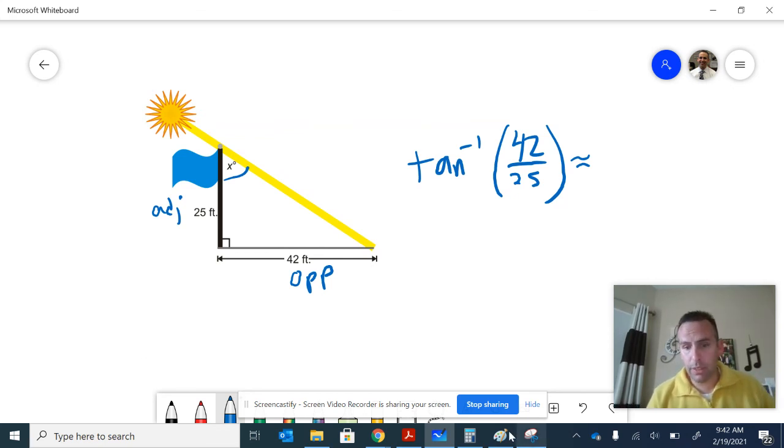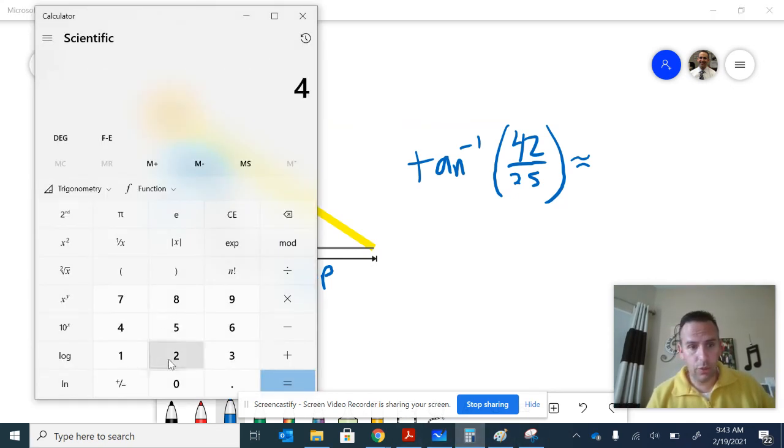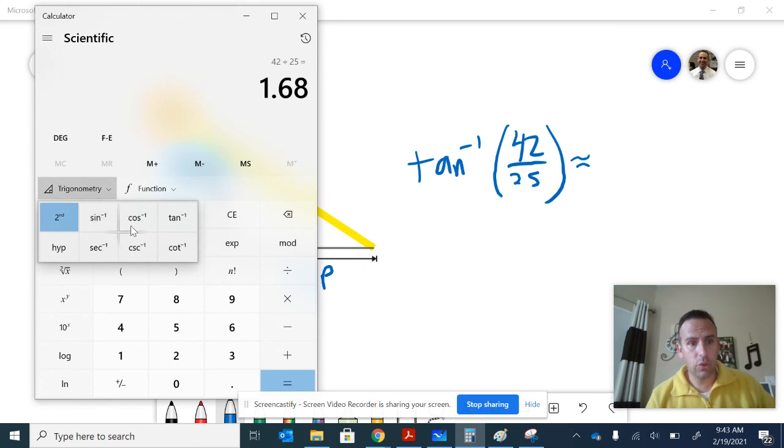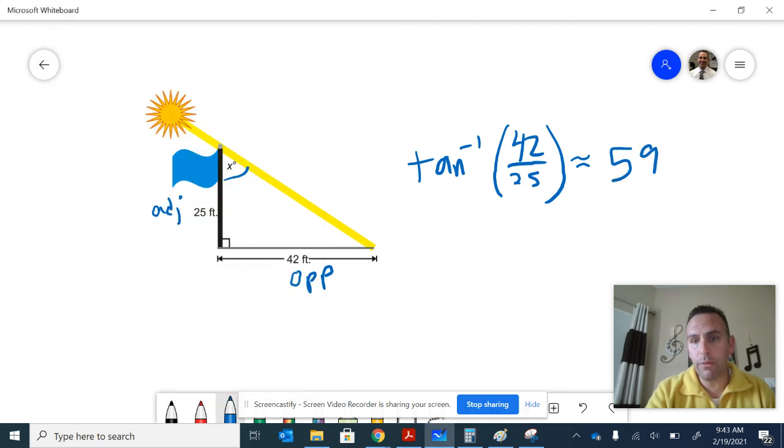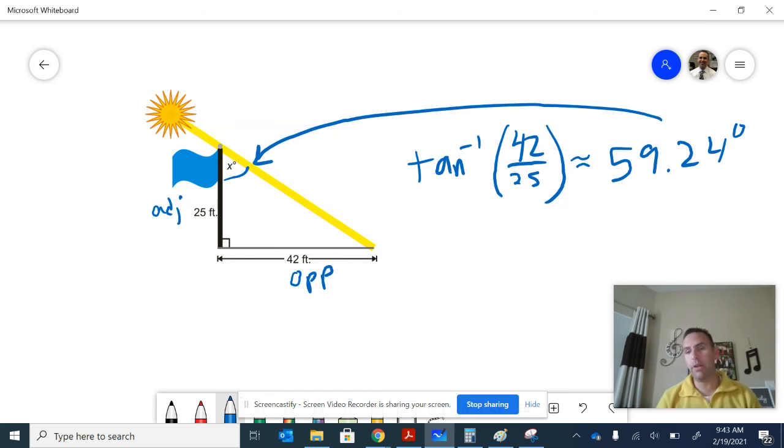So using my calculator, 42 divided by 25 is kind of ugly, 1.68. That's okay. And the inverse trigonometric function, inverse tangent, gives 59.24 rounded off. All right, 59.24 degrees. And I would know that that corresponds with that angle there. That's just in general what inverse trigonometric functions are for. They're for finding angle measures.